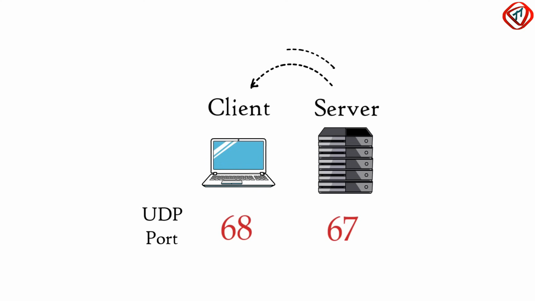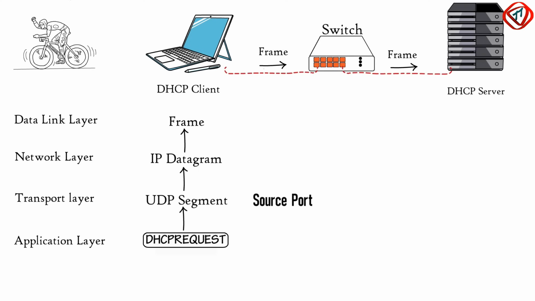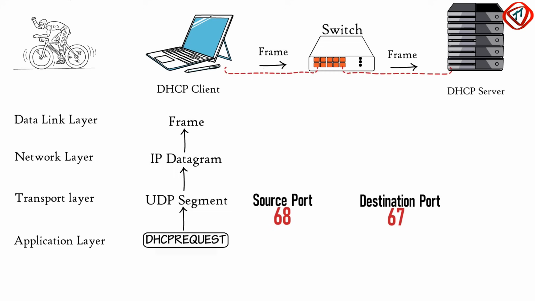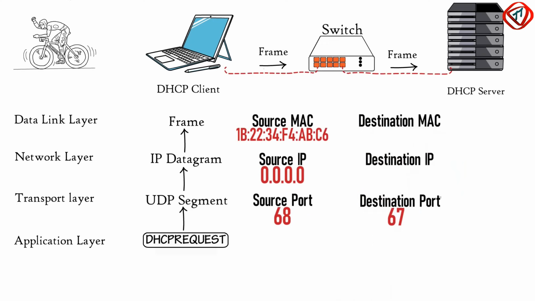As the message is going from the client to the server, UDP source port is set to 68 and UDP destination port is set to 67. Source IP address and source MAC address is the client's IP and MAC address. Destination IP and destination MAC address are the broadcast addresses. Note that till now IP address is not confirmed for the DHCP client. That's why the source IP address is set to 0 in the IP packet.